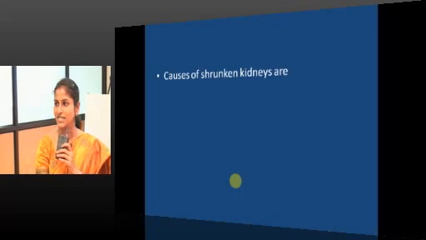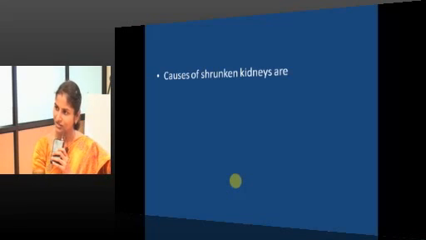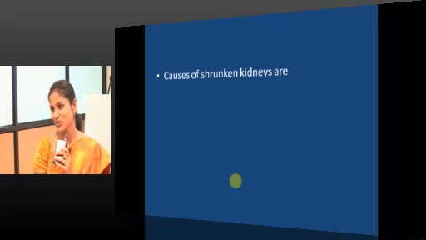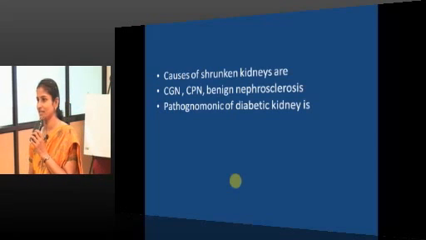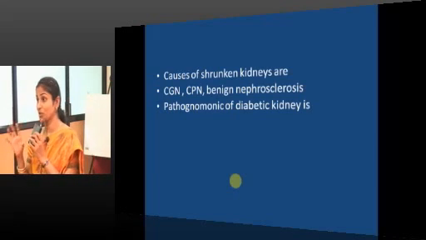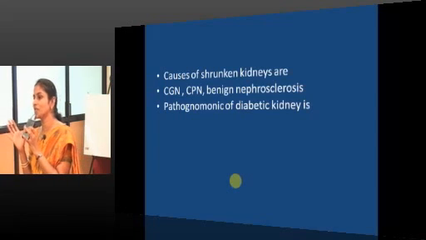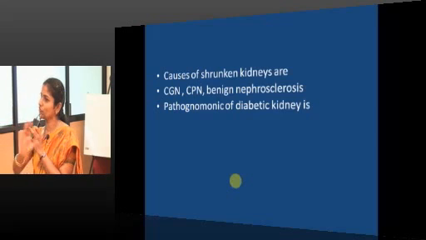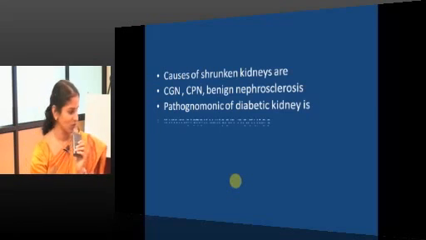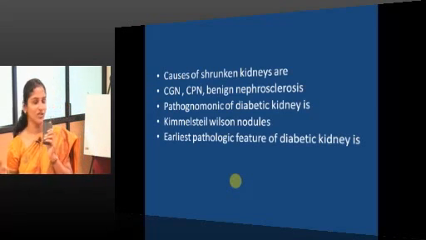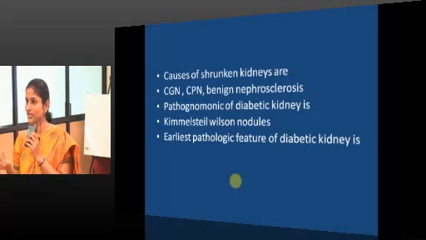Causes of shrunken kidneys? Chronic pyelonephritis, good. Chronic glomerulonephritis, good. Benign sclerosis, benign nephrosclerosis, I am sorry. Pathognomonic feature of diabetic kidney? The specific feature. That is called Kimmelstiel-Wilson nodules. Earliest pathologic feature of diabetic kidney? Thickening of the GBM.